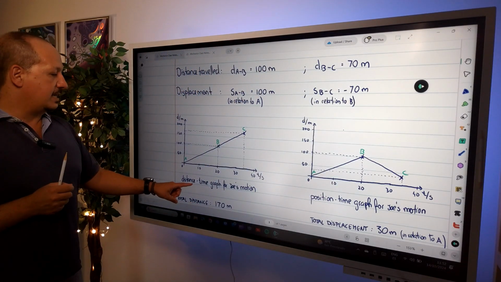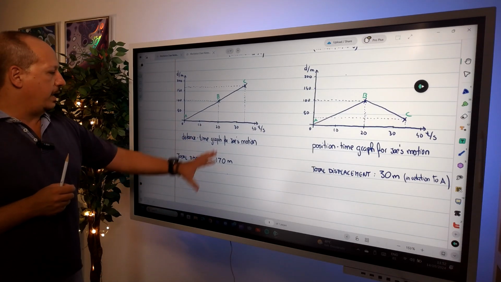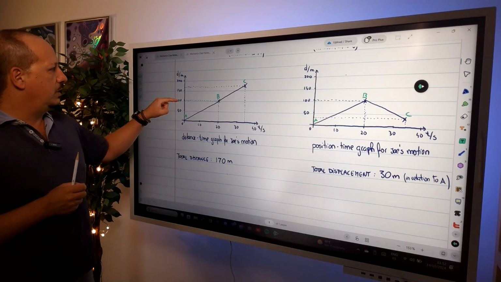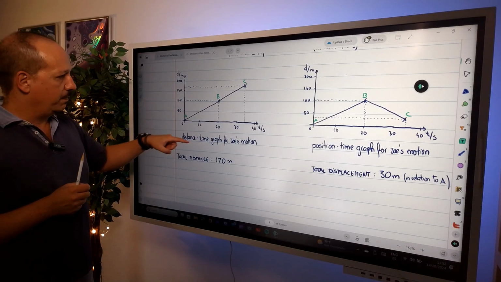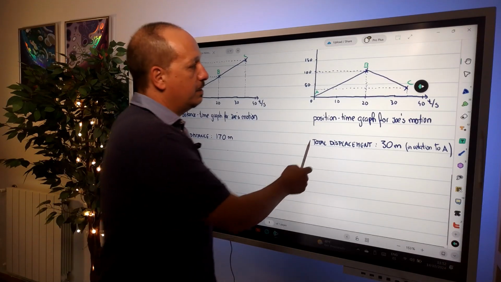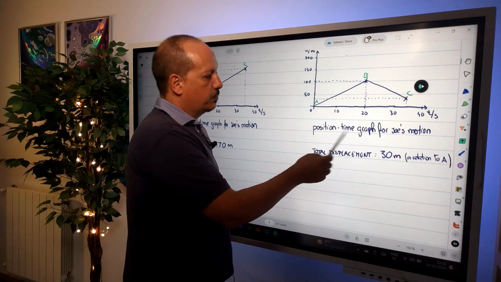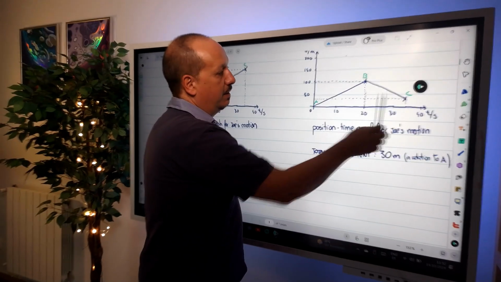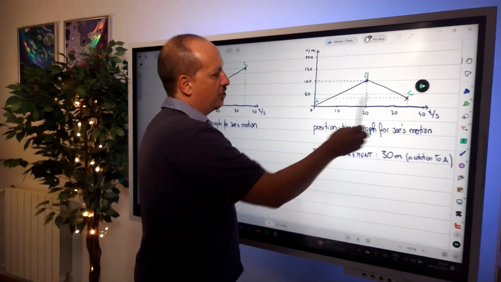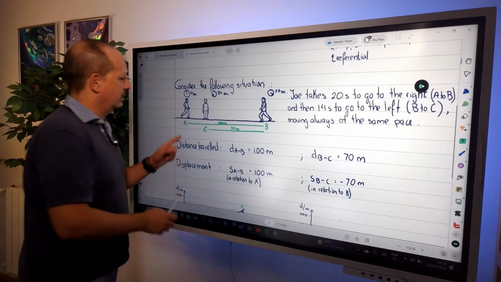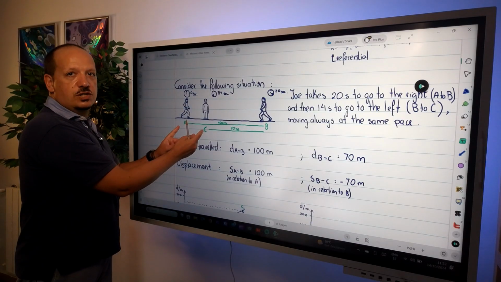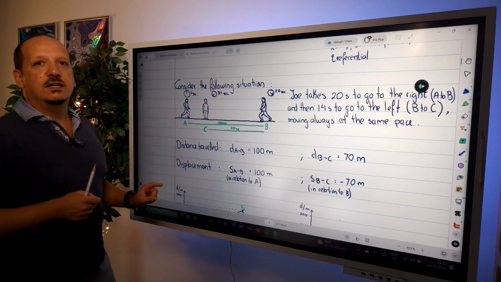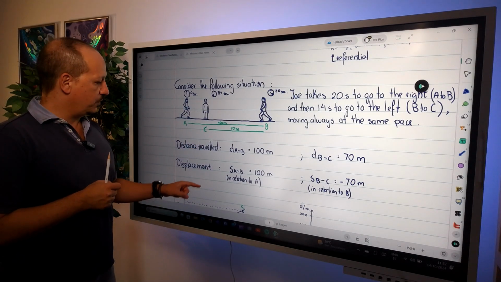So the distance time graph for Joe's motion would have a total distance of 170 meters, right? You add the 100 to the 70, but the total displacement, Joe's total displacement, would instead just be 30 meters, all right? The difference between the final position and the initial position, as seen here on the diagram, this over here would just be 30 meters. This would be Joe's displacement. This is his total distance traveled.